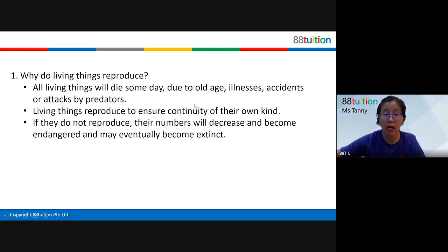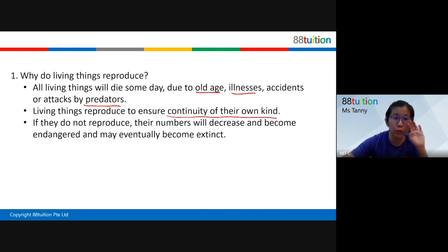Okay. So why do we need to reproduce? Because all living things will die someday due to old age, illnesses, accidents, or attacks by predators. Same for humans. So we reproduce to ensure continuity of our own kind. Otherwise, if we do not reproduce, we may become endangered and eventually become extinct. Do you know what is endangered and extinct?